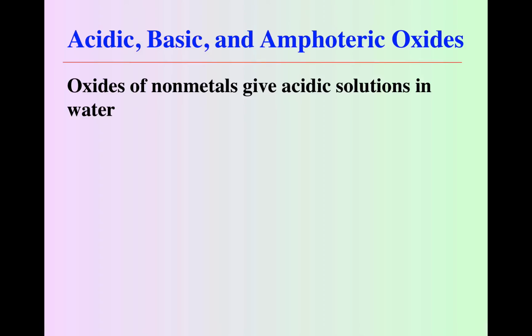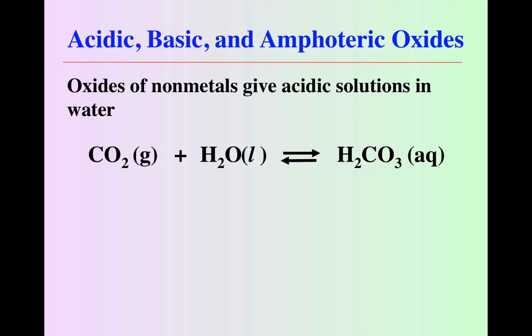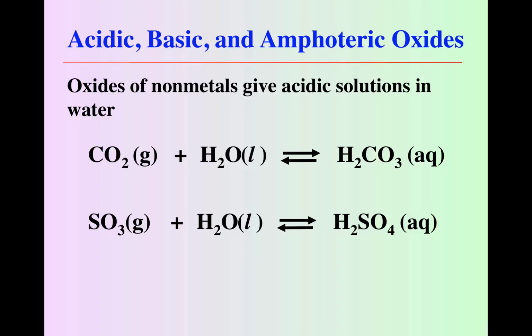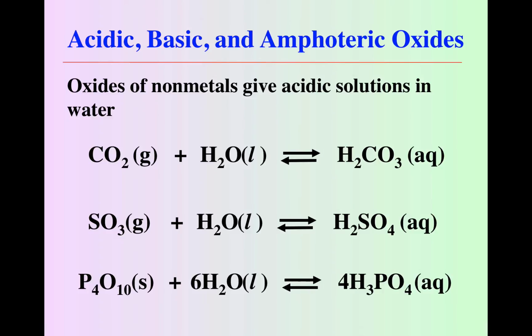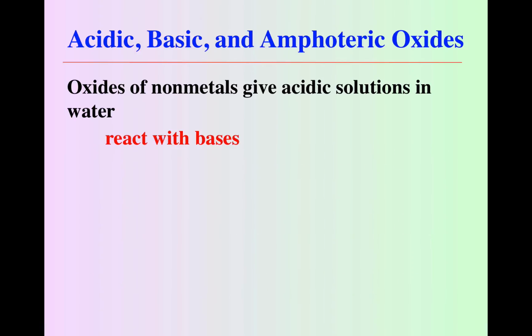Oxides of non-metals give acidic solutions. So as we said, you have carbon dioxide, you put it in water, you'll make carbonic acid. You put sulfur trioxide in water, you'll make sulfuric acid. Tetraphosphorus decaoxide put into water makes phosphoric acid, and so on. So non-metal oxides make acids and oxyacids, because you got an oxide in there.